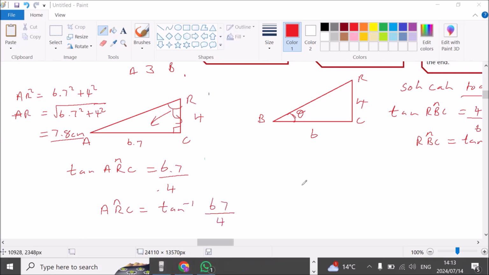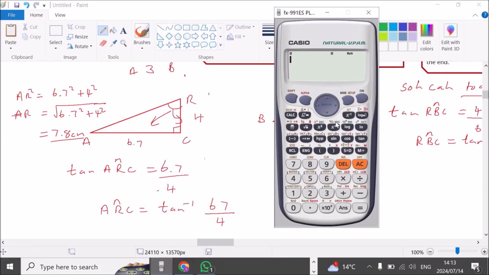From our calculator, we get shift arctan fraction 6.7 over 4, close our bracket, equals 59.2 degrees to 1 decimal place.